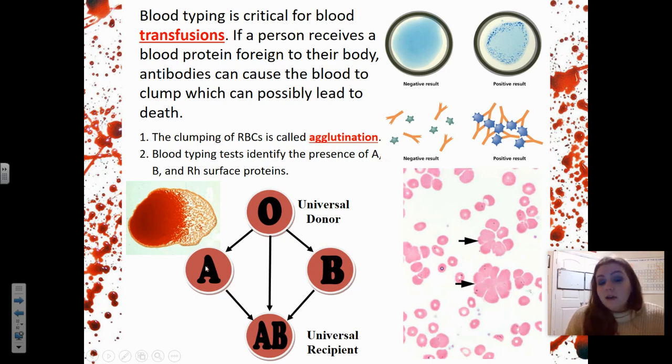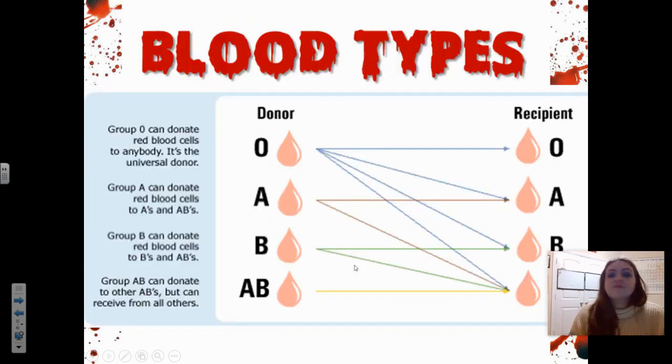But if you're type A, you can only get O, because everyone can take O, or A. So it can get A or it can get O. That's it. Same thing with B. It can get B or it can get O. Same kind of chart, just a different way. So O can give to everybody, but the only person who can give to O is O. So O can only get from O, but O can give to everybody.